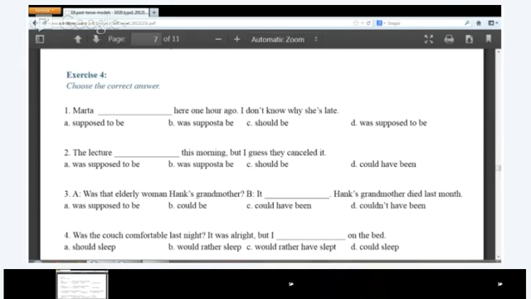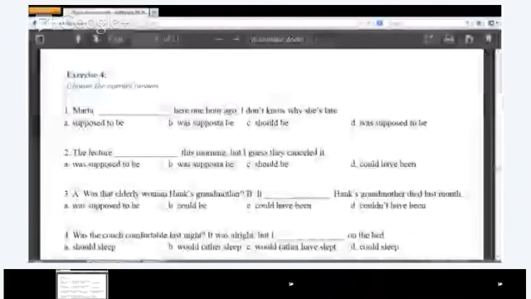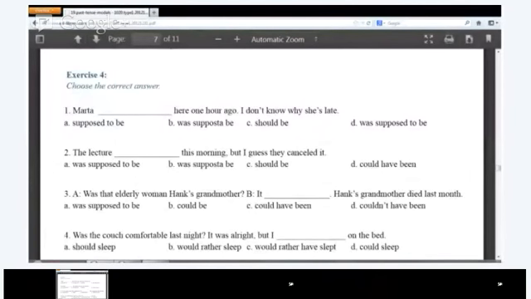Was supposed to be. Yes. Exactly. The lecture was supposed to be this morning. Yes, it's the same one. They tried to be tricky and make you think about that and go, wait a minute, but I just answered that. But yes, it is the same one. Good job though. Very good job, Dina.